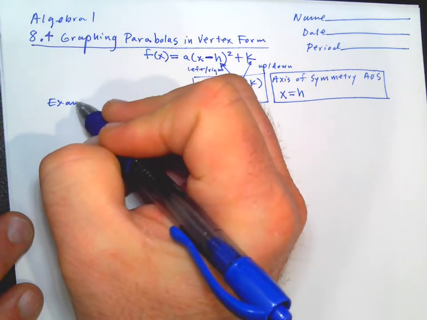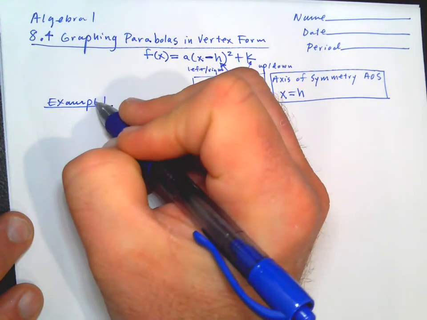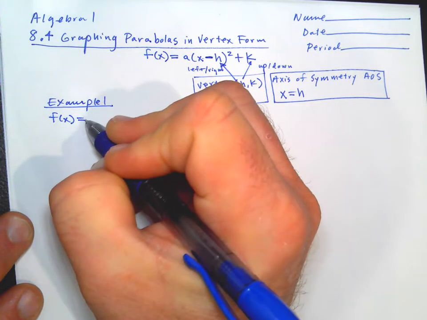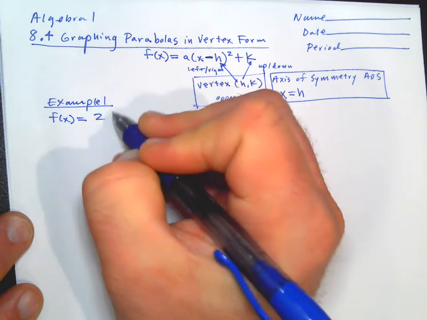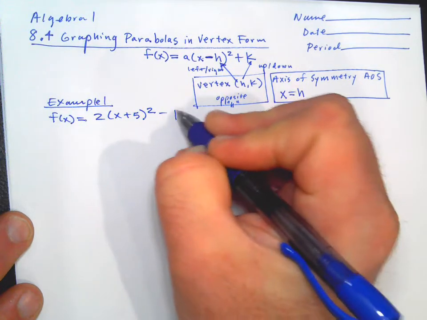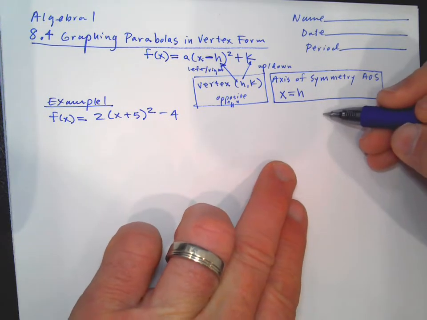So let's do example 1. And the function we're going to graph and figure everything out about is f(x) = 2(x + 5)² - 4. Now I'm going to make a graph over here.